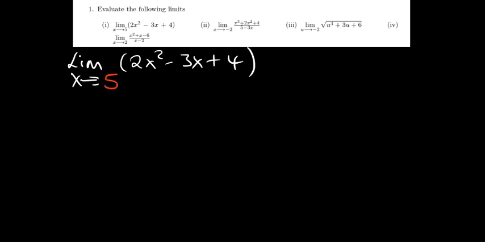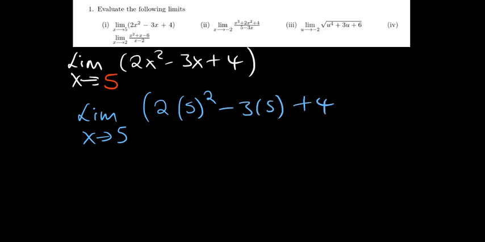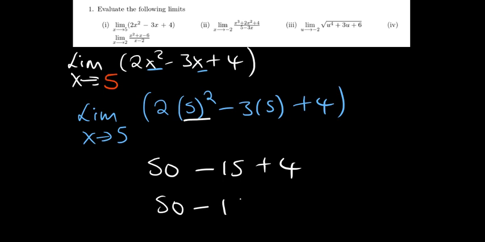Don't only substitute if it's going to give you an error. In this case, if we substitute the 5, where there's x, we put the 5. So 5 squared is 25, times 2 is 50, minus 15 plus 4. That's 50 minus 11, which is 39. That's how we simplify the limits. That's how we've done the first one.